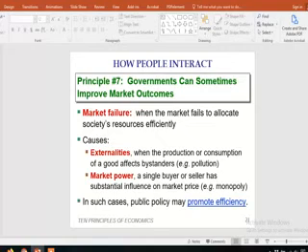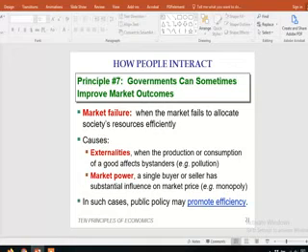A market failure is when the market fails to allocate society's resources efficiently, due to two reasons. First is externality. What is externality? Like due to the action of two people, a third one is disturbed.